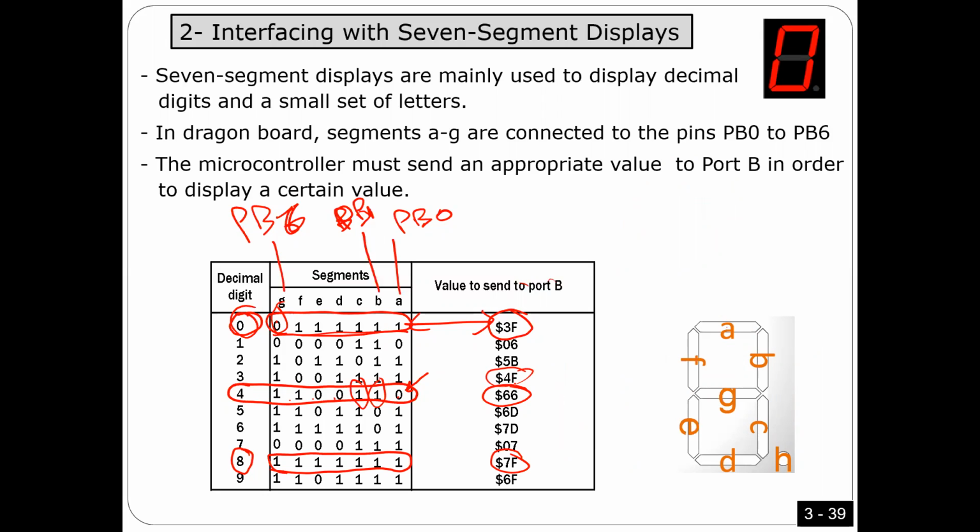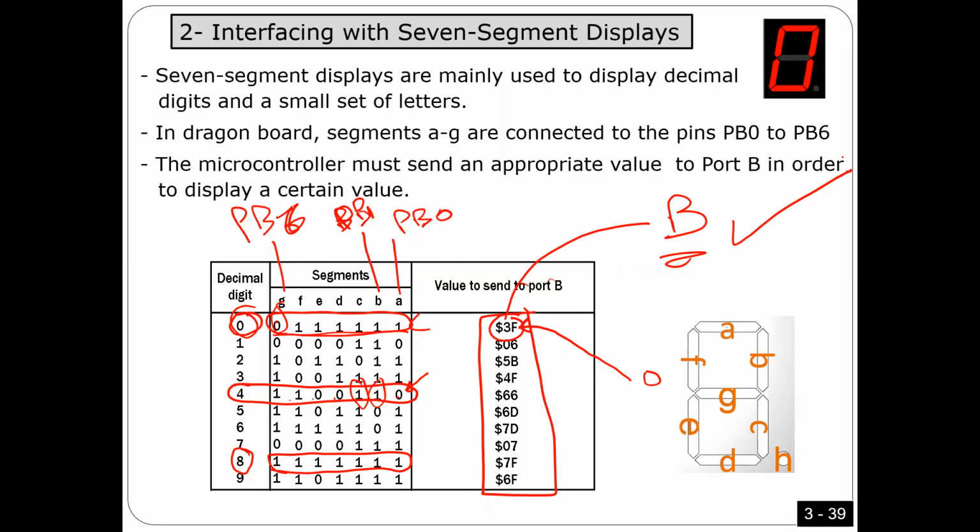That's it. Okay, guys. As you will see right now, the way I'm going to do it is I'm going to create an array. If I want to display number 0, I'm going to go to element number 0, take this code, and send it to port B. That's exactly what I'm going to do.